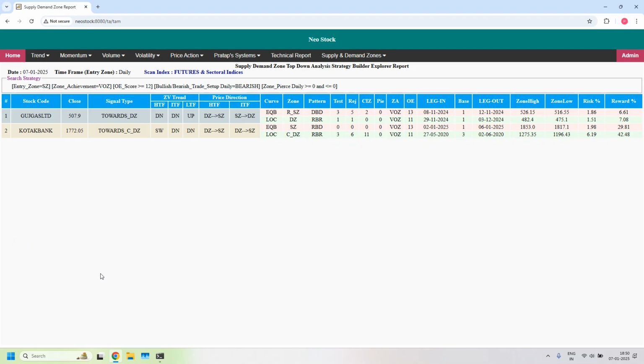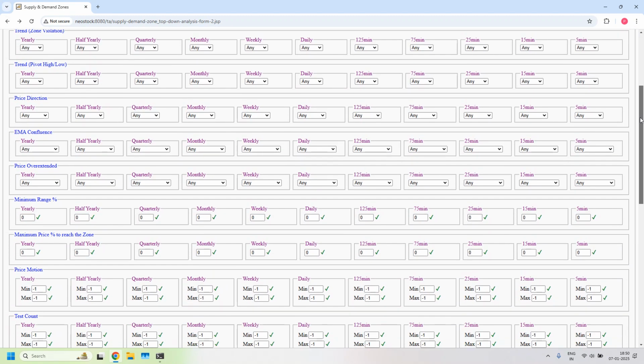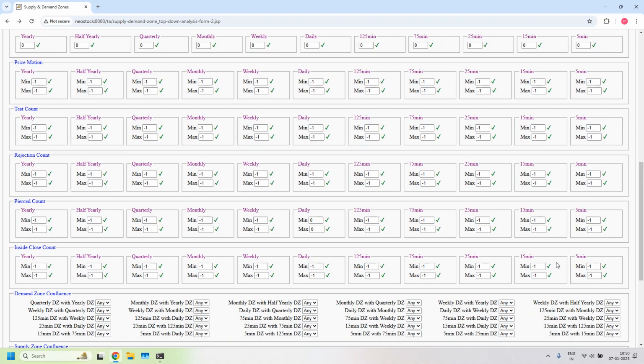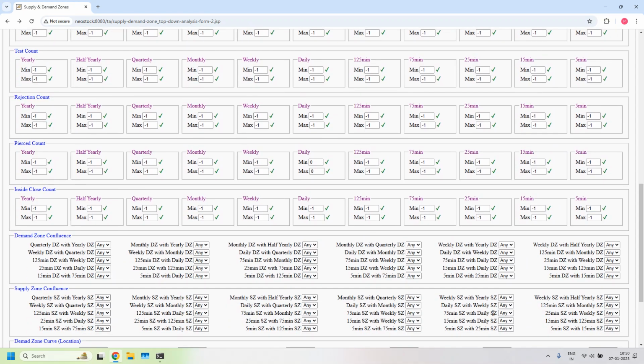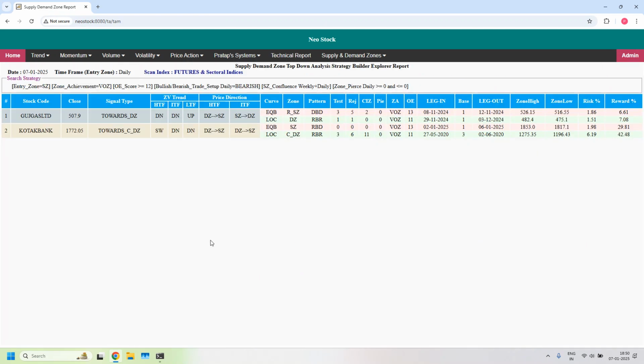Out of these 2 stocks, let us verify the stocks that are having ITF supply zone confluence. That is a daily supply zone with weekly supply zone confluence. I am enabling that filter, daily supply zone with weekly supply zone confluence. With this filter, we got both the stocks. That means both the stocks, these daily supply zones are part of the weekly supply zone. And the weekly trend is down in both these stocks.